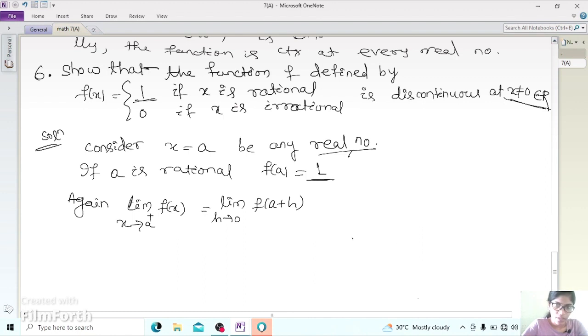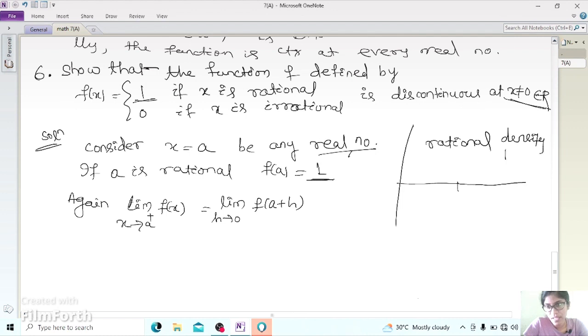Okay, we have the rational density theorem. The rational density theorem says: if x is a rational number, y is a rational number and x is less than y, then there is at least one irrational number between x and y.